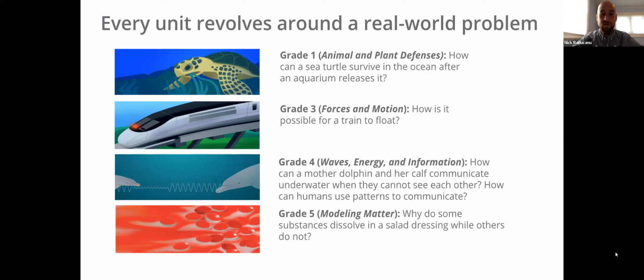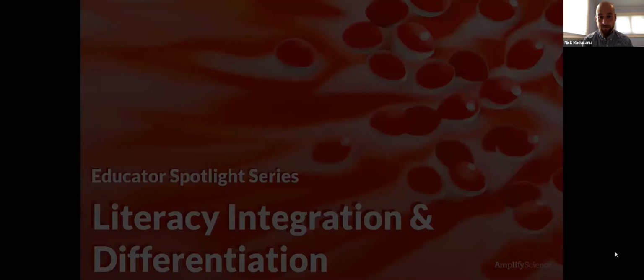So again, in every unit, the students are presented with that problem or phenomena in the beginning of the unit. And then as they collect evidence through our multiple sources, they put that evidence together to create increasingly complex explanations to help solve those problems. And one more time, Kelly, if you don't mind, go to the next slide.